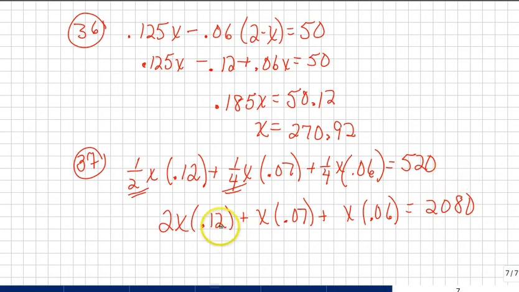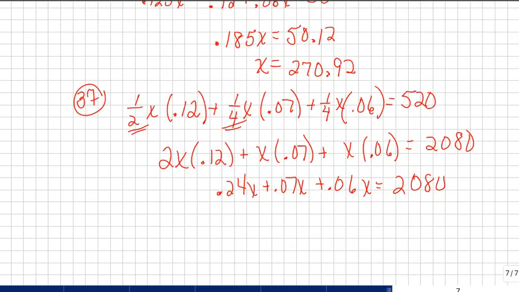Okay, at this point, let's combine our x's together. So we have 0.24x plus 0.07x plus 0.06x equals 2080. Scrolling a little bit here, get some room. All right, we got to add those x's up. 24 and 7 is 31, and 6 make 37.